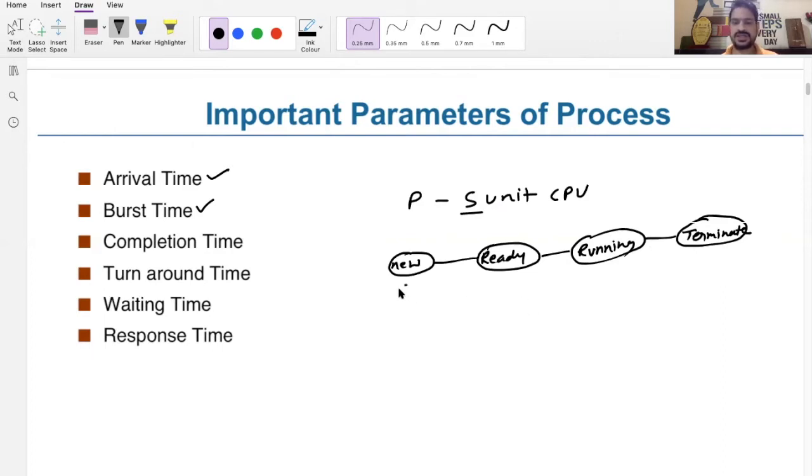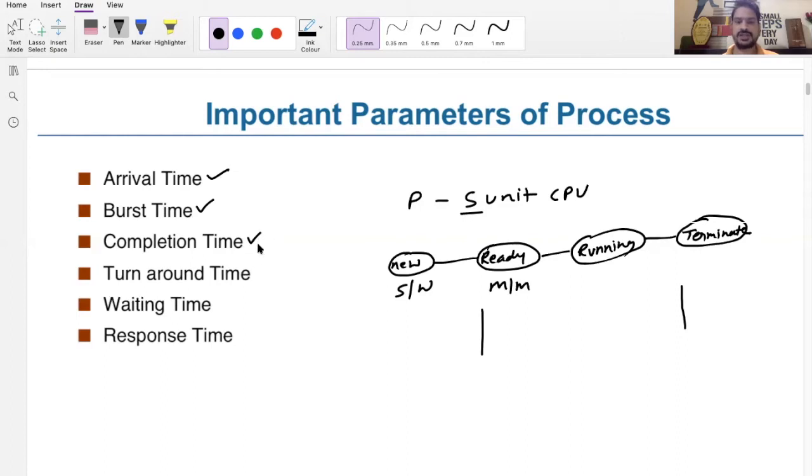The new state is in the secondary memory. The ready state is in the main memory. Once a process is allocated the CPU, it is in the running state. Let's assume that is the arrival time. Running means how much duration it takes in the running state; that is called burst time for a process to terminate. And completion time is the time when a process reaches the terminated state.